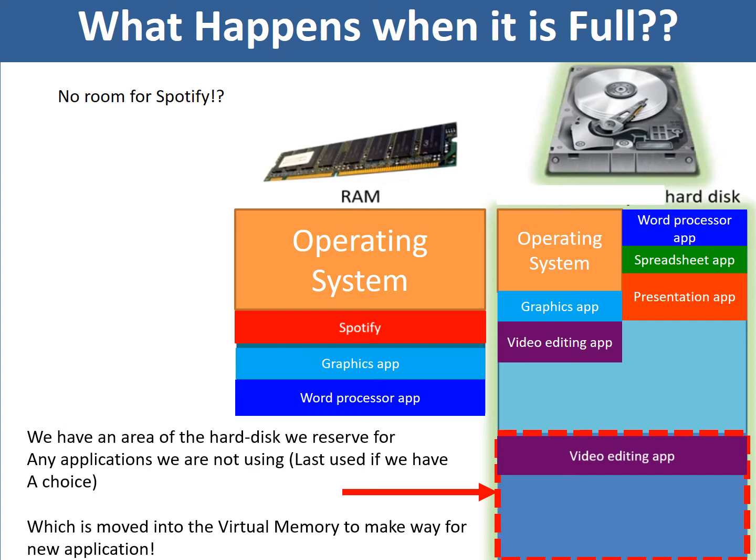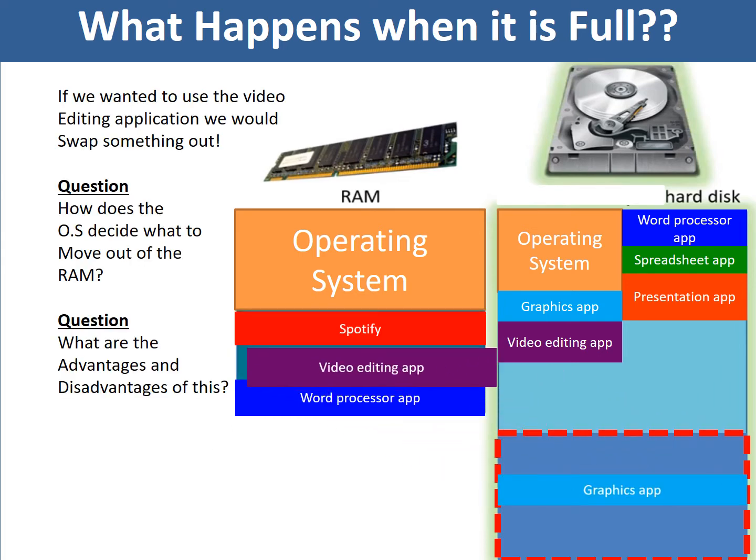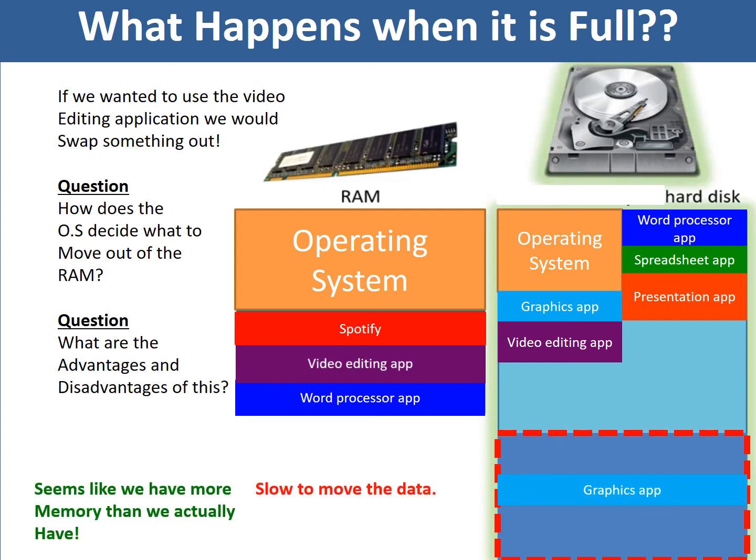We might still have our word processing application open with our graphics app, our video editing app and our operating system, but it might be that our word processing app is not being used. We're not typing at the moment. So what we could do is we can move that across to the hard drive. In this instance, we've not been using the video editing app and it doesn't need processing time. So we're going to move it to the hard disk. That gives us that space, and you can see Spotify has now moved into RAM. So we can continue using our computer, using Spotify, the graphics app and the word processing application.